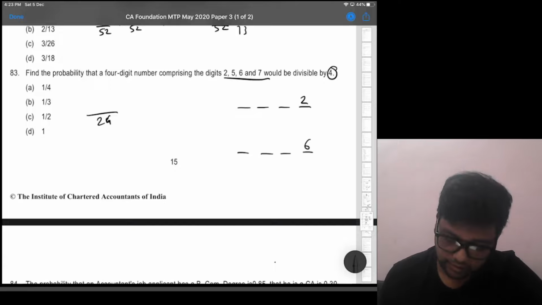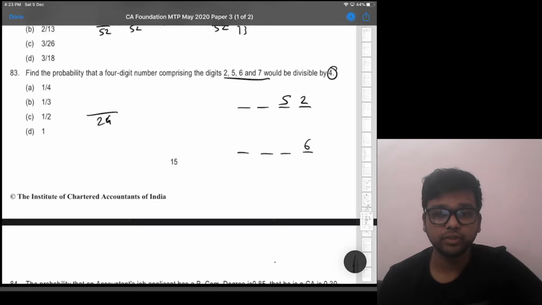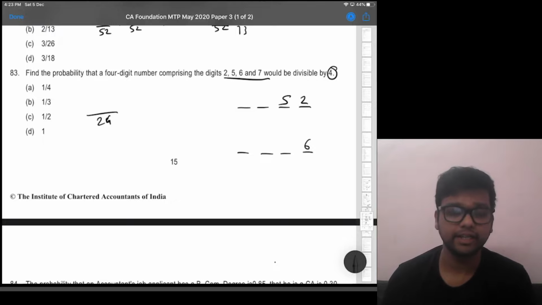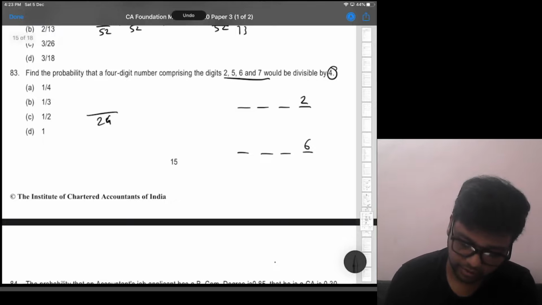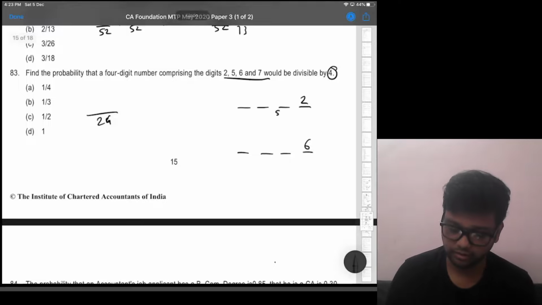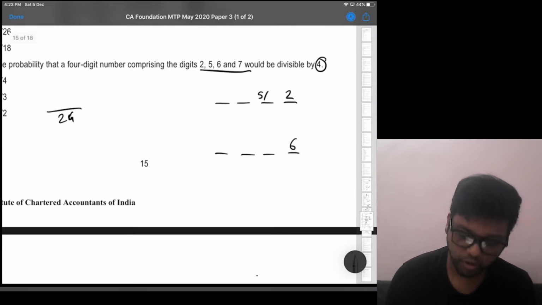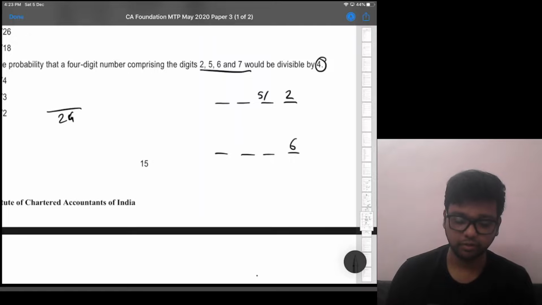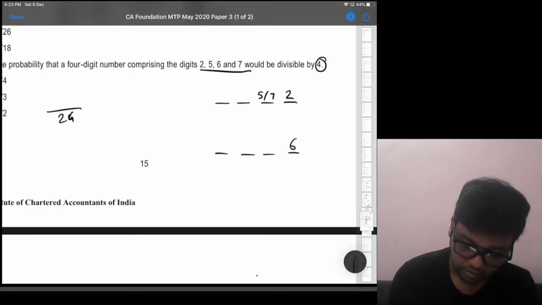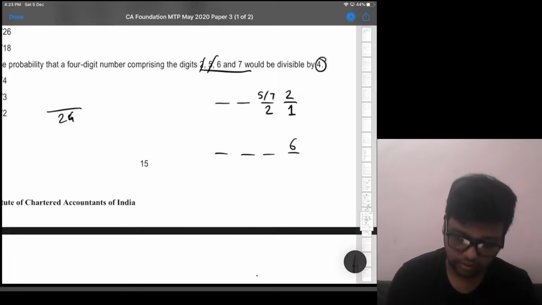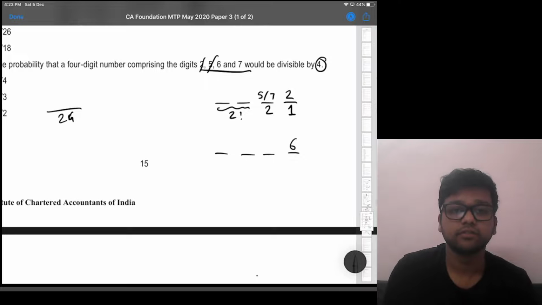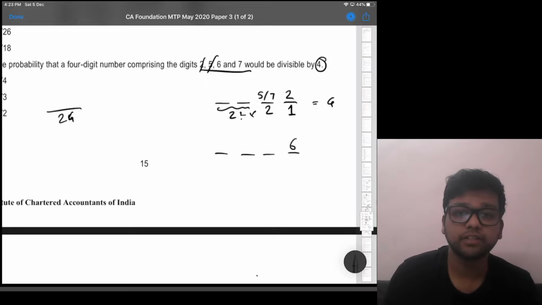But if 2 comes at the end, let's see what can come at third place. Tell me, 52, is it divisible by 4? 52 by 4, you can check. Yes, right. That means 5 can come there. Okay, so let me write it like this. 5 can come, or 62. 62 is not divisible by 4, so 6 cannot come. 72 is divisible by 4. That means 7 also can come. So one way to arrange this, two ways to arrange this. Okay. Now 2 is gone, 1 out of 5 or 7 is gone. Remaining 2 can be arranged in 2 factorial ways. That means 2 into 2, 4 will be the answer for this.